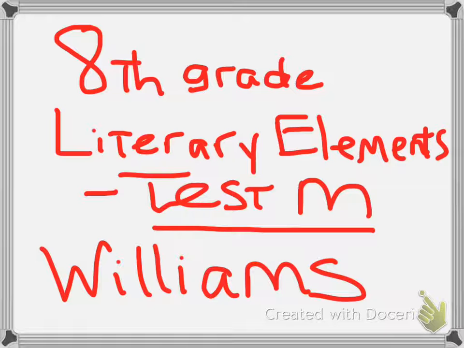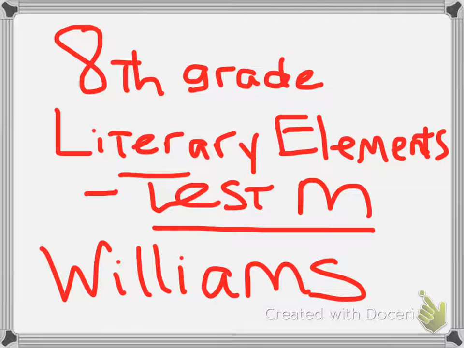Okay, numbers 10 through 17 are also going to be matching. Your word bank will be: A is characterization, B, omniscient, C, suspense, D, voice, E, dialect, F, climax, G, internal conflict, and H, author's purpose.